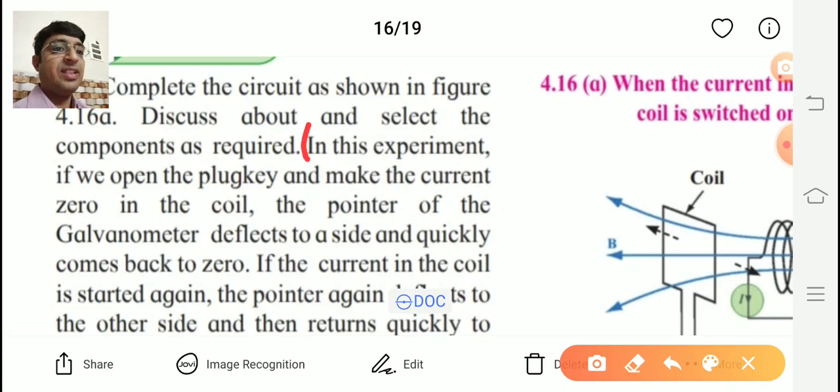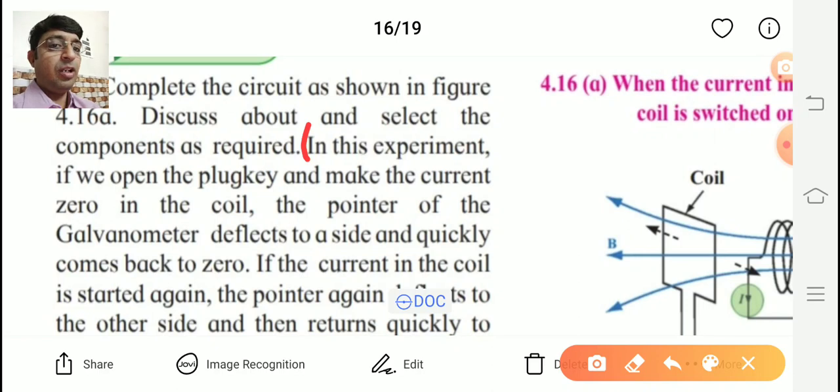Start from here. In this experiment, if we open the plug key, open means to make the switch off. Clear? We are getting the meaning of this word. This is related to electricity, which we learned in standard 9. If we open the plug key and make the current 0 in the coil, we are making the switch off, so there is no current in the coil, so current is 0.